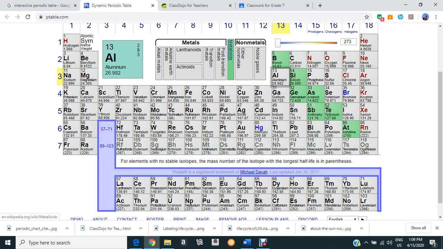The nonmetals are these: carbon, nitrogen, oxygen, fluorine, phosphorus, sulfur, chlorine, selenium, bromine, iodine, and the whole noble gases column is also nonmetals. These are the nonmetals. See? The green and the blue.